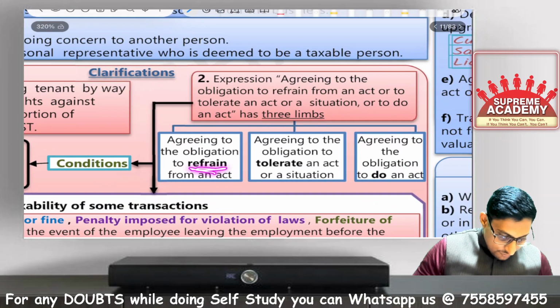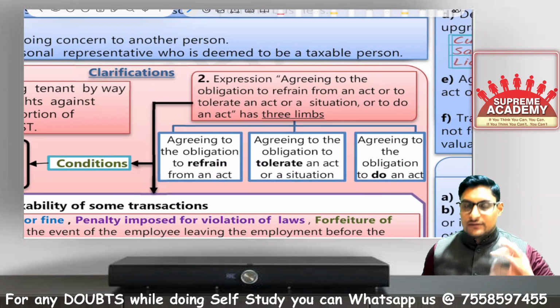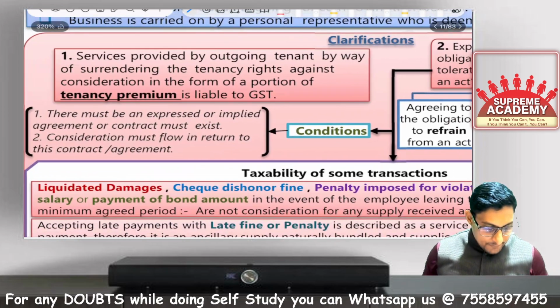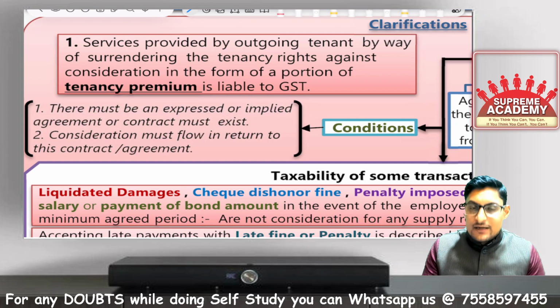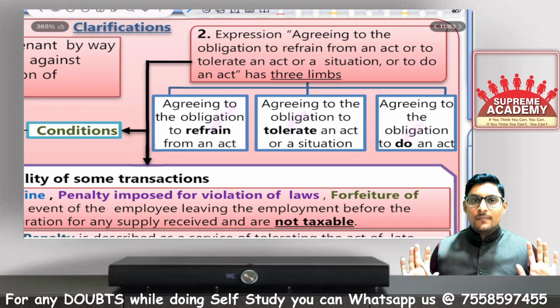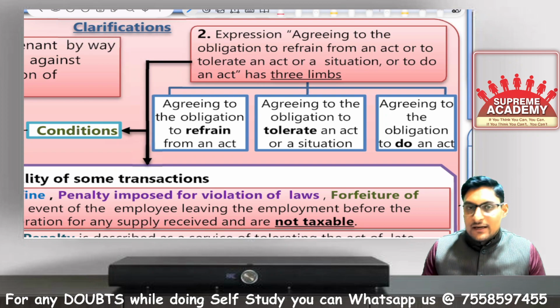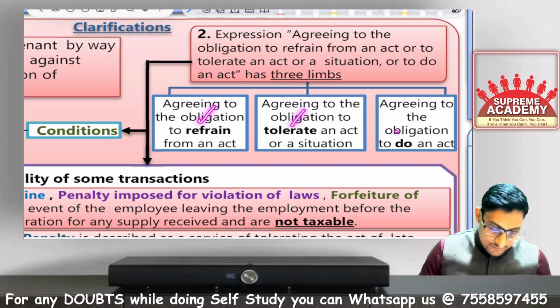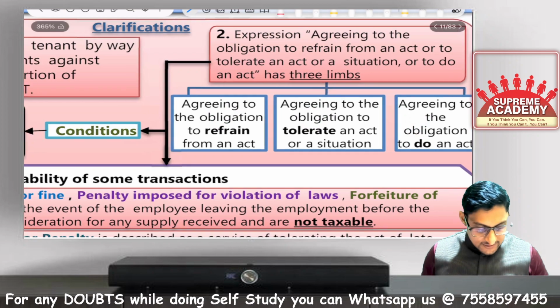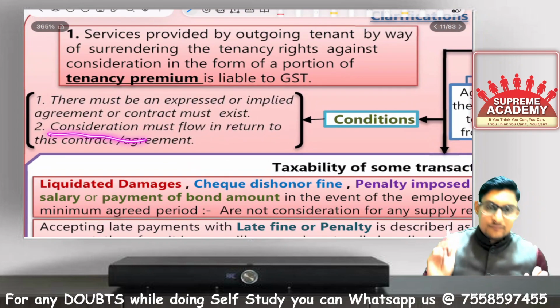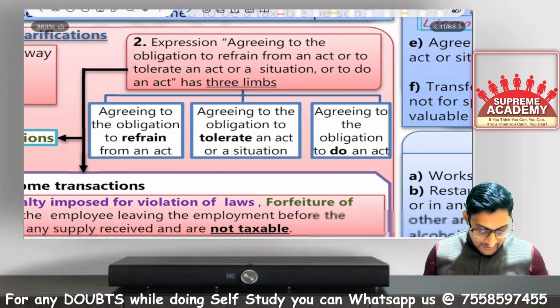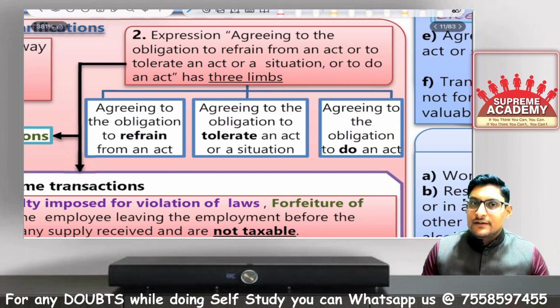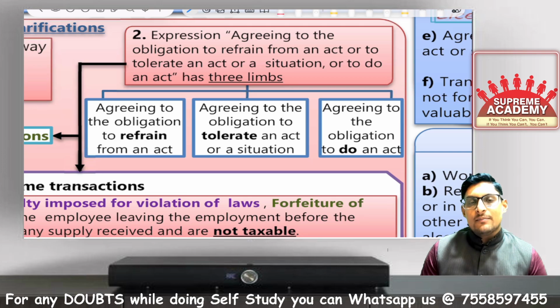What are the three terms? To refrain from an act, tolerate an act, or to do an act. These are the three terms. Check that any separate contract or agreement, either express or implied, is made for any of these three things. And second point, consideration is flowing as per the contract. If these conditions are satisfied, then any activity of this nature done will be termed as supply under GST, and thus it will be taxable.